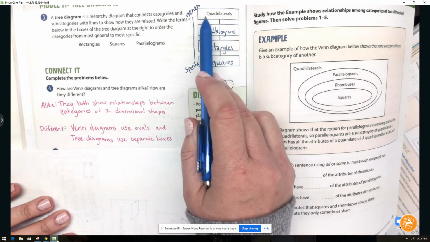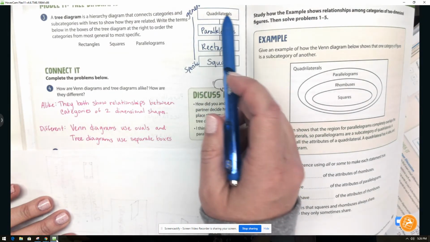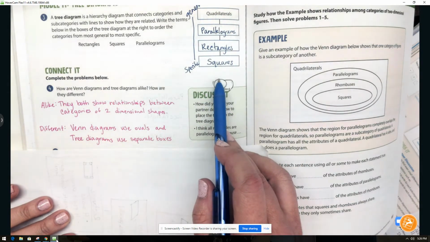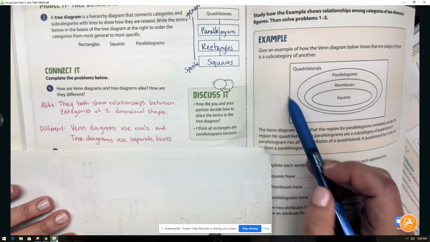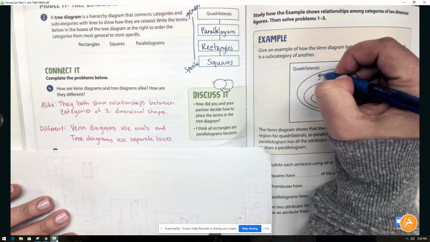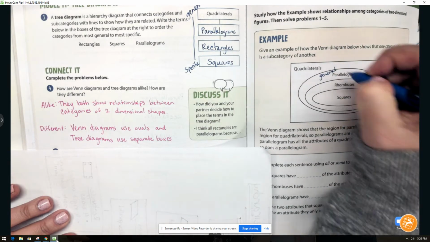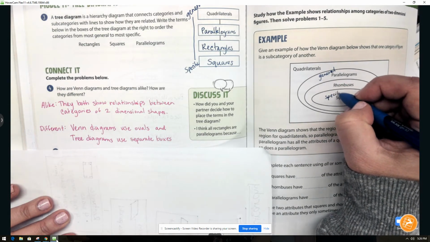So we know that in a tree diagram, you start at the bottom and work your way up to get more general, or to get more specific, you work your way down. On a Venn diagram, the biggest oval is the most general. So you can even write that over here, the most general. And the smallest oval is the most specific.